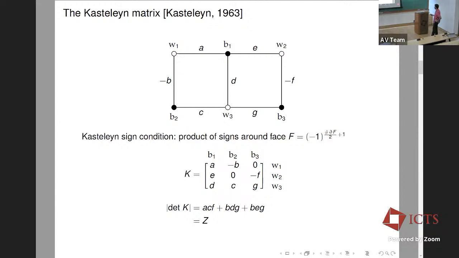So here's how it goes. The Kasteleyn matrix is essentially a weighted adjacency matrix of the graph, except there are some signs in it. So you need to assign some signs to some of these edge weights. And the way you assign these signs is by the following rule. For every face in the graph, you want the product of signs of edges around this face to be minus 1 to the power of (number of edges in the face divided by 2) plus 1. So if you have a square face like this, then you want the product of signs to be minus 1. If you have a hexagonal face, you want plus 1. If you have an octagonal face, you want minus 1, and so on.